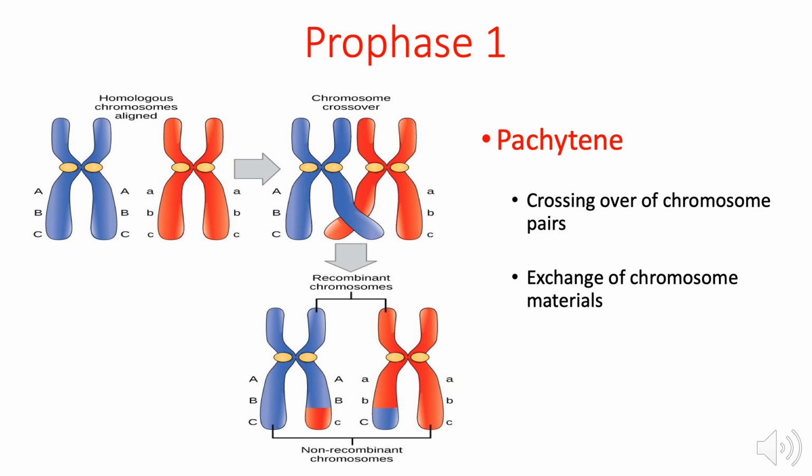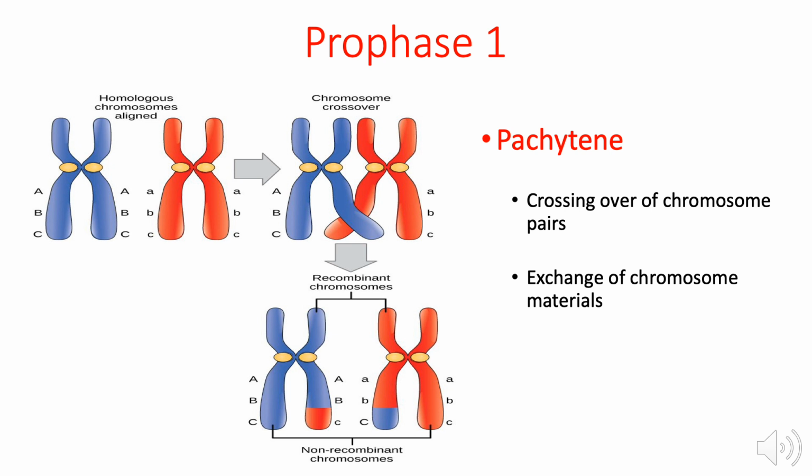That will now be answered by the third stage of prophase 1, and that's pachytene. In pachytene, there is crossing over of chromosome pairs. I want you to take a look at the blue and the red colored chromosomes. So let's say, for example, these are chromosome number 8. Blue was inherited from the father, red was inherited from the mother.